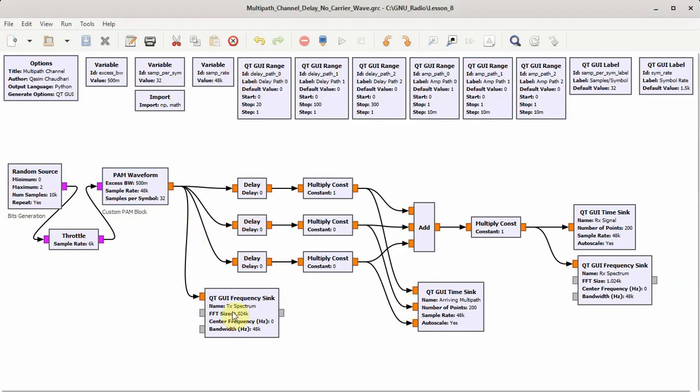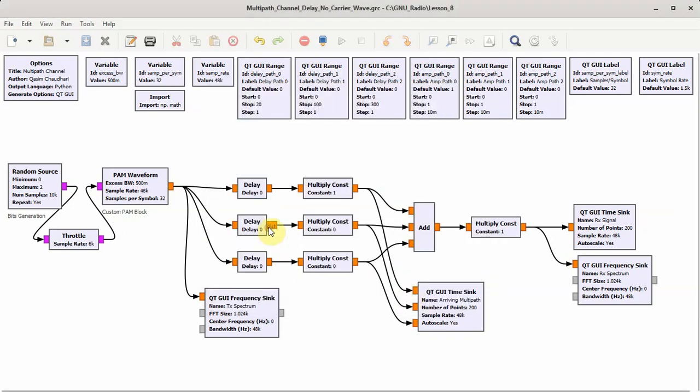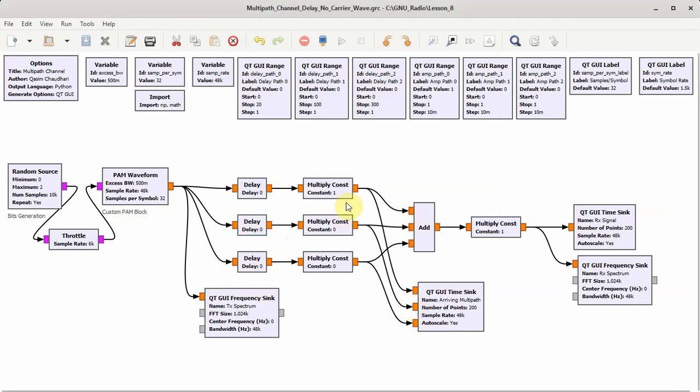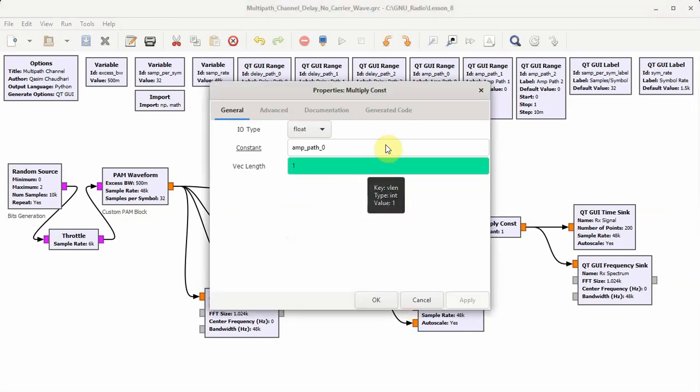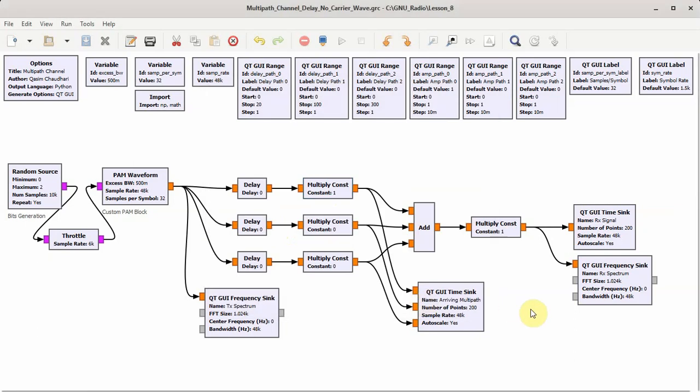and we check the transmit spectrum through this frequency sink. Now delay 0, and delay 0. These are all actually the delay of the direct path, delay of the first multipath and the second multipath. Similarly, their amplitudes are defined here. There are two things about this flow graph I want you to note. One, we have not included any carrier wave here.